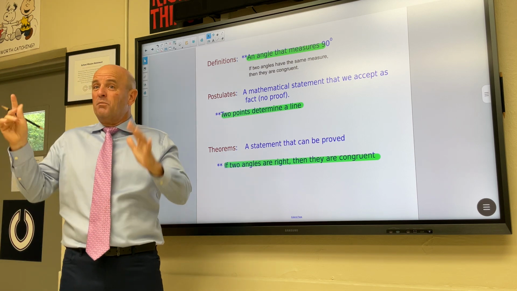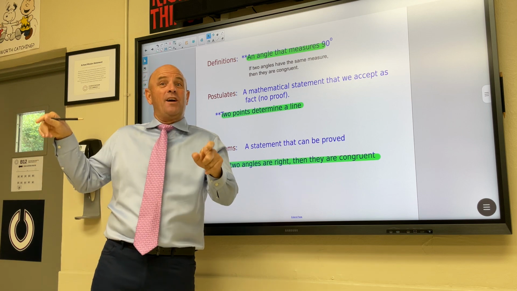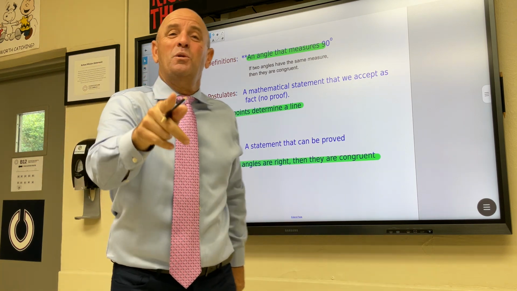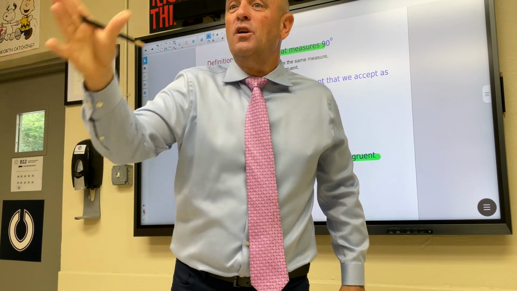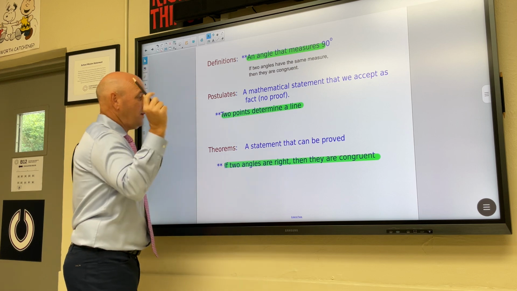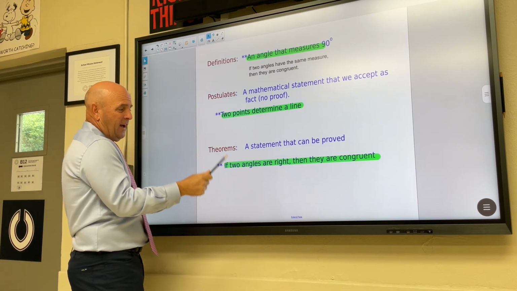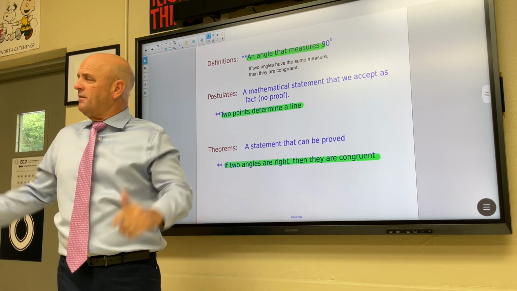Now we do have some theorems. We haven't had any theorems yet, but we're going to have two today, and we're going to actually prove those theorems. And here's the cool thing. Once you prove a theorem, then you can use the theorem, because theorems are actually shortcuts, and you're going to see that later. So what's an example of a theorem? If two angles are right, then they are congruent. That makes perfect sense, doesn't it?